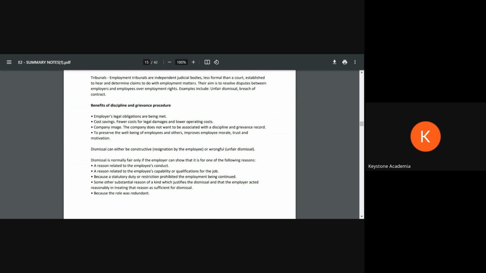A dismissal is normally fair only if the employer can show it is for one of the following reasons. A reason related to the employee's conduct: if the employee does not behave properly, received warnings in the proper format, and still hasn't followed them, and the employer dismissed them, it is a fair dismissal because warnings were given but the employee failed to follow through. A reason related to the employee's capability or qualifications for the job: the employee didn't qualify for this level of job, or is not doing the roles and responsibilities well. Do we agree? Is it fair or unfair dismissal?